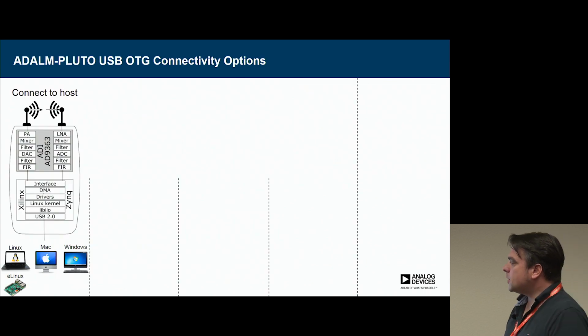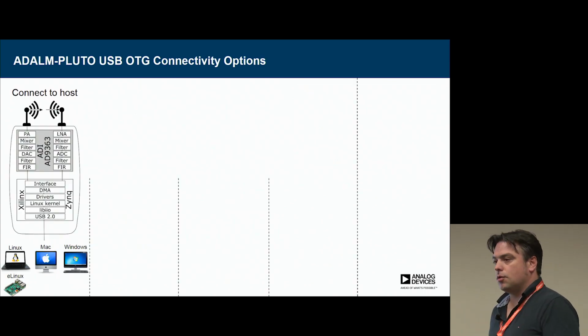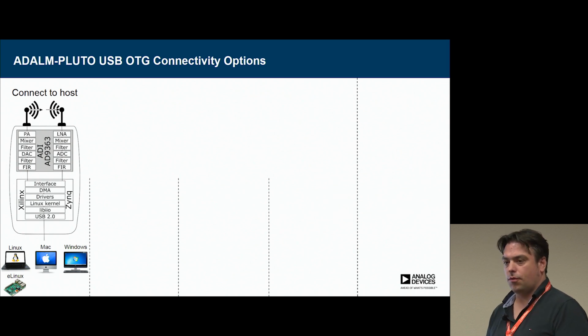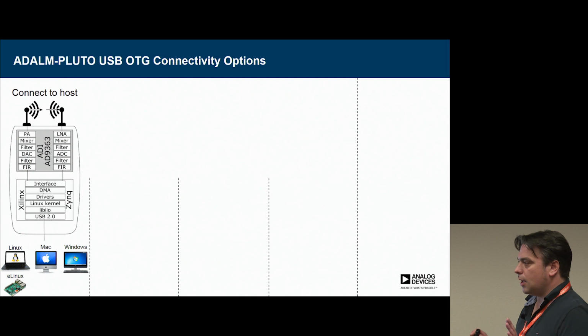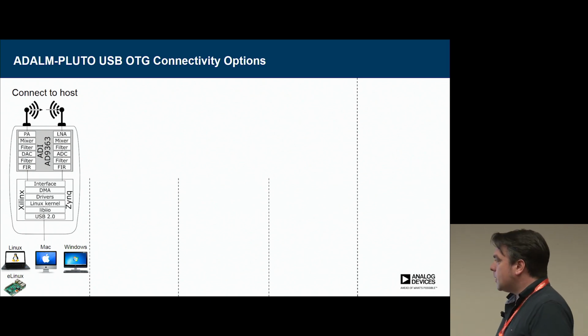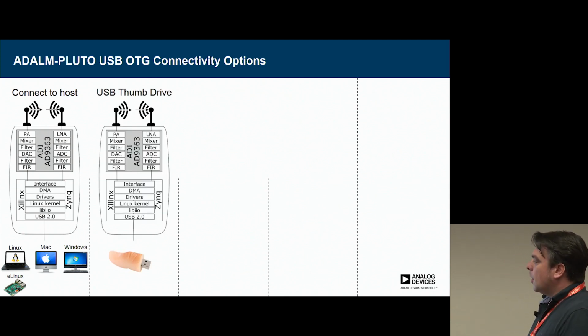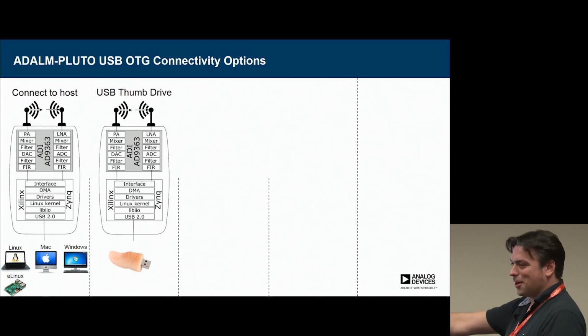The connectivity options are: if you plug the Pluto into a PC, it registers these four to five different USB functions, mass storage drive, Ethernet adapter, and stuff like that. But you can also use the host functionality of the On-The-Go controller and plug in a thumb drive or a memory stick. That's a real thumb drive.